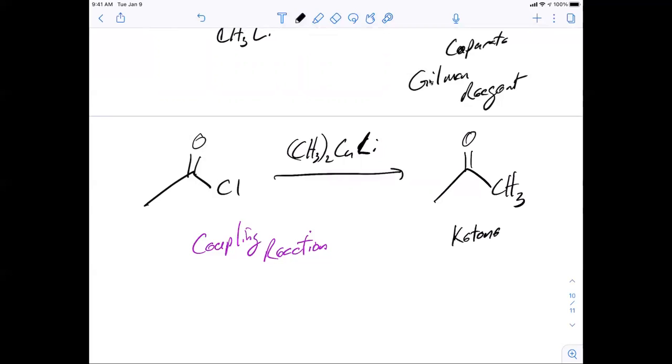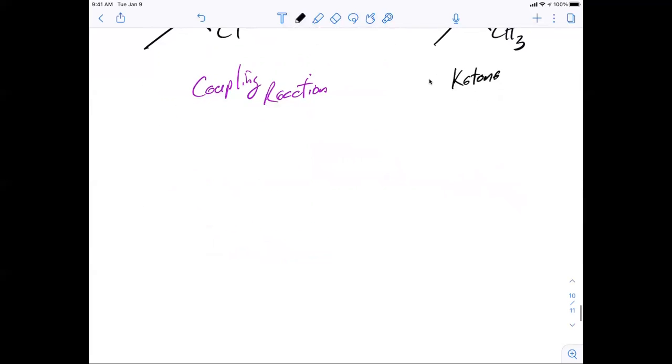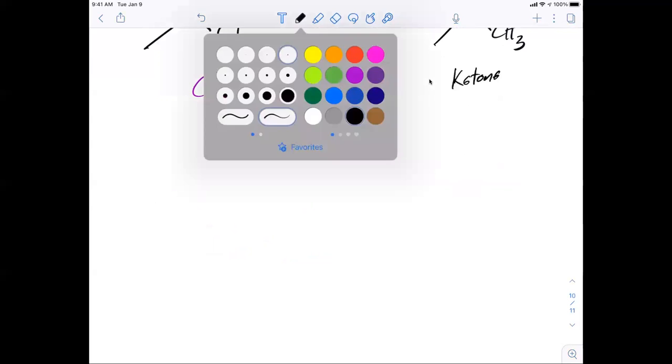And Gilman reagents are kind of like Grignards, right? You're not going to get a lot of wild diversity, but there's diversity. I can do propyls, I can do butyls, I can do some branched groups, right? The R groups can change. I'm just showing methyl here. Okay, so let's try this.